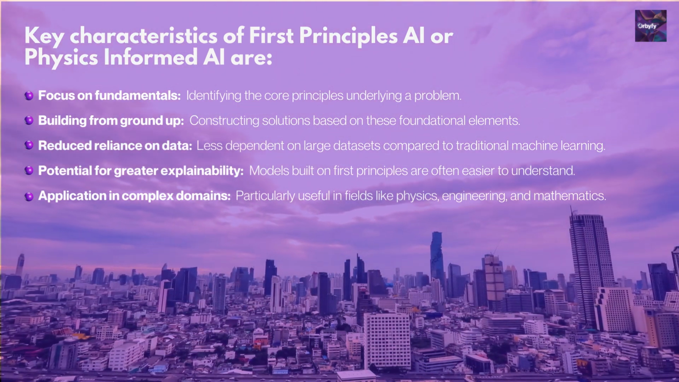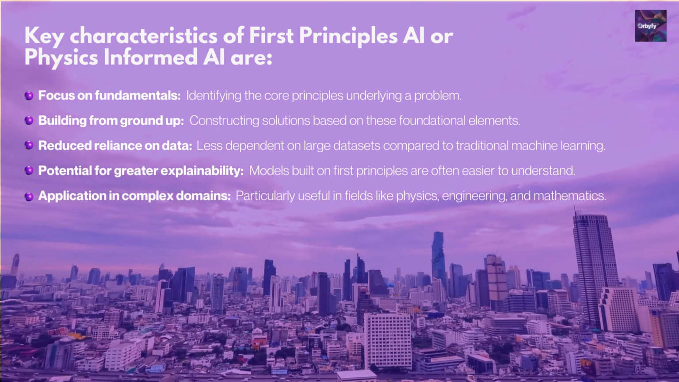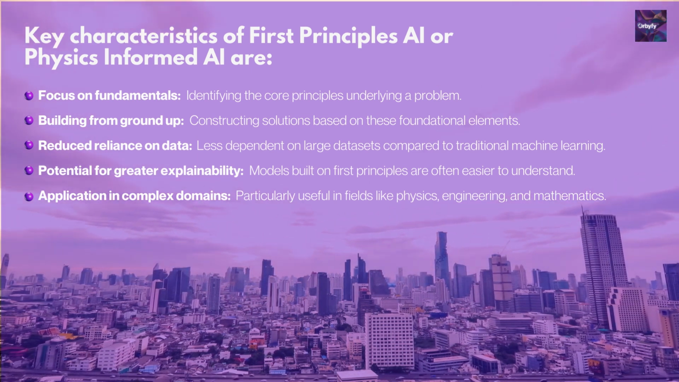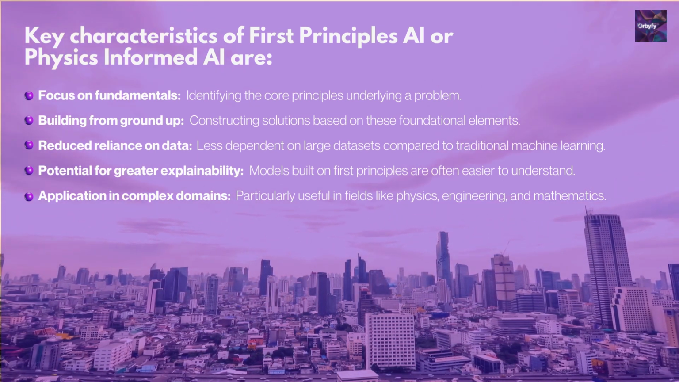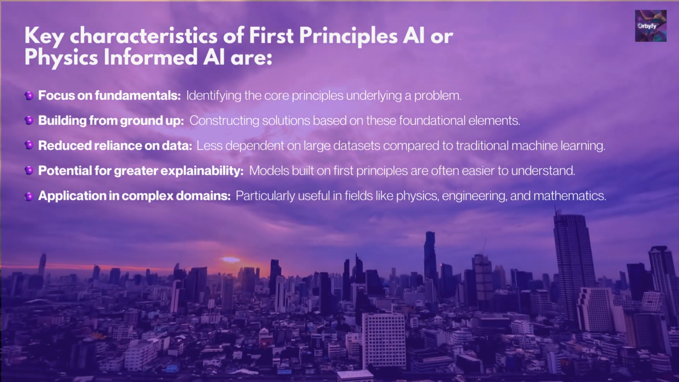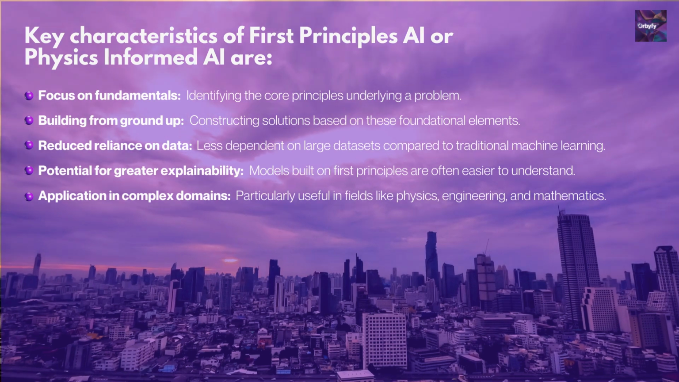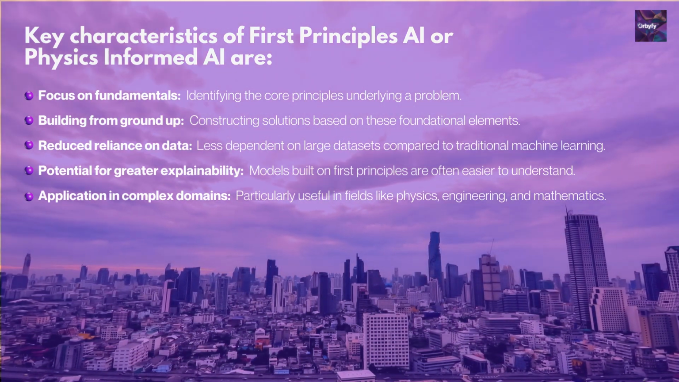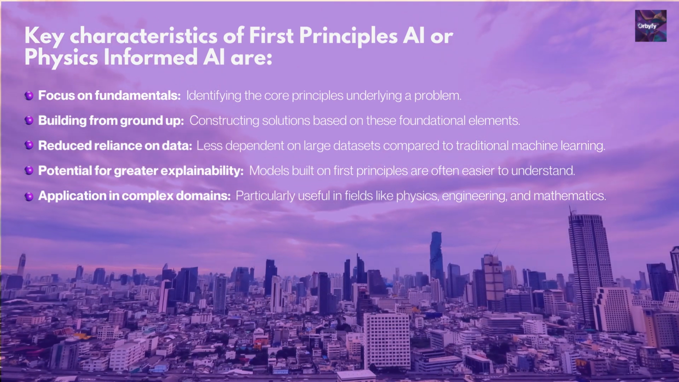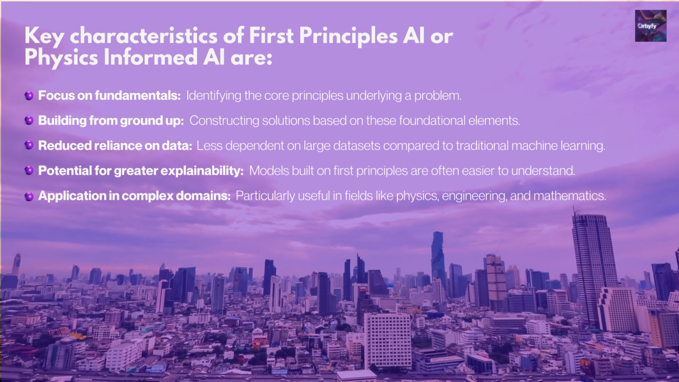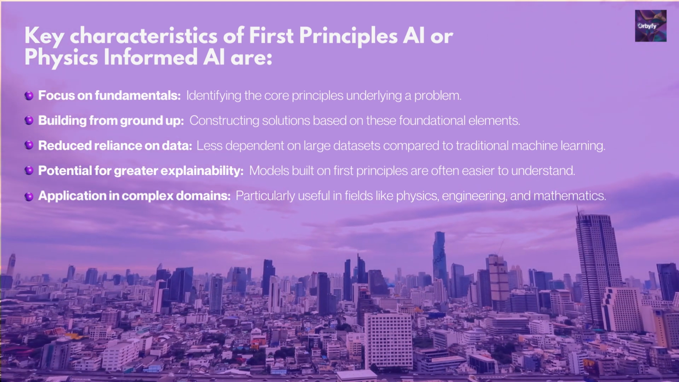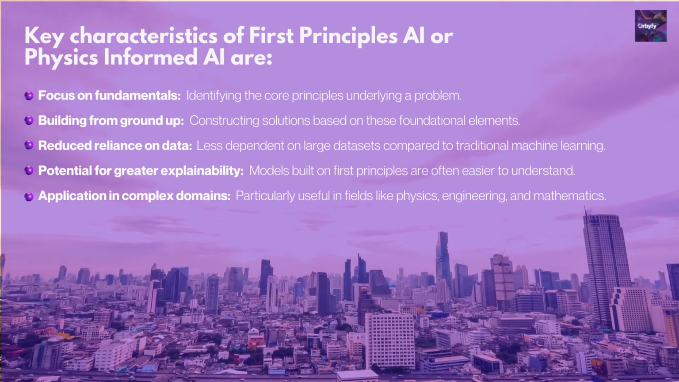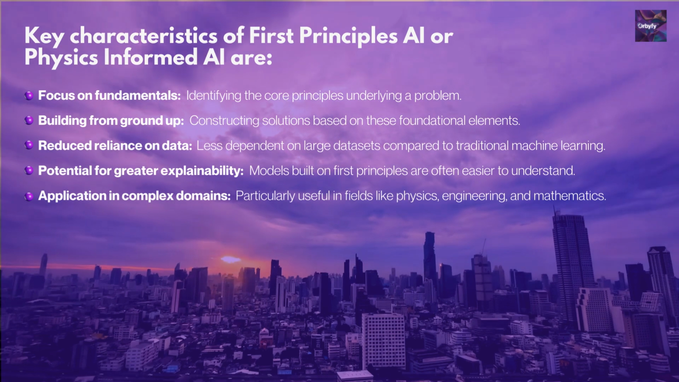Back in the day, the more data that you would chuck into a machine learning algorithm, eventually, it's the law of large data sets, they all kind of converge. But this means there's actually less dependence on large data sets compared to traditional machine learning. There's potential for greater explainability. Since the models are built on first principles, their outputs are easier to understand and more reliable in application in complex domains.